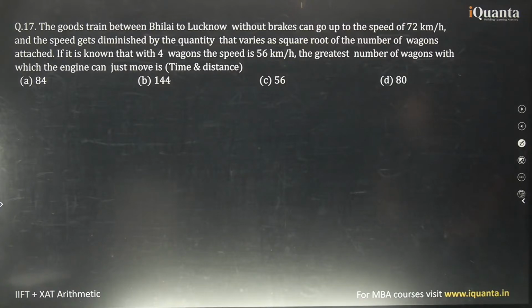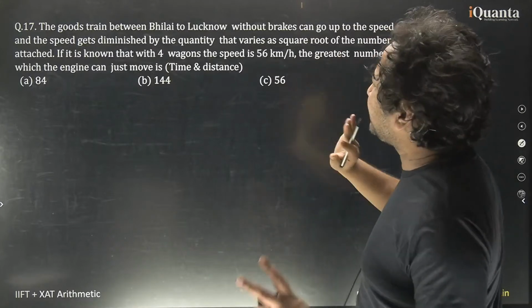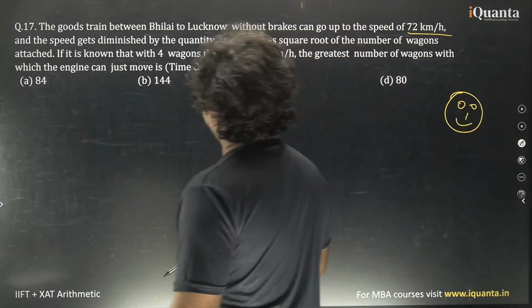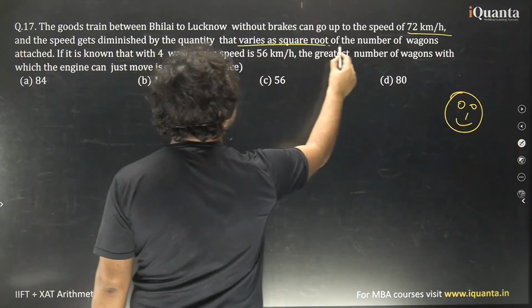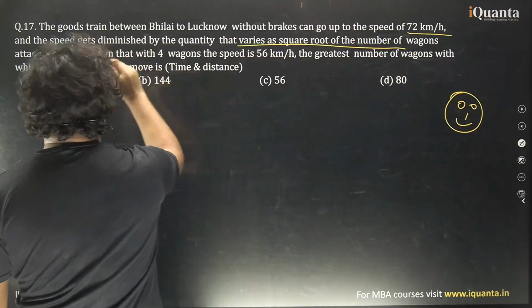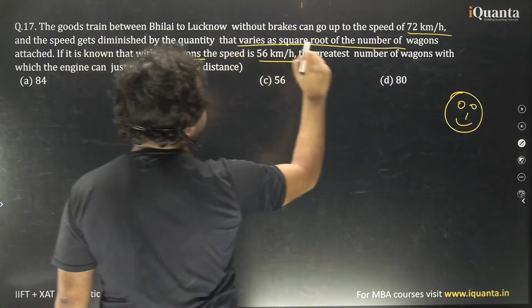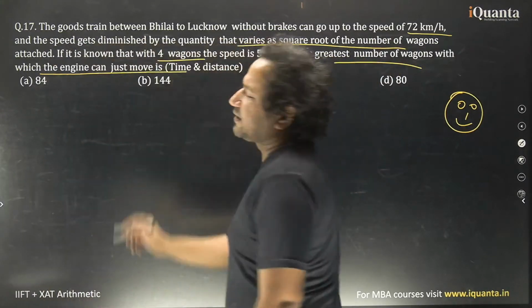The goods train between Bhilai to Lucknow without brakes can go up to the speed of 72 km per hour. Very interesting question. You will just love this question, seriously. And the speed gets diminished by the quantity that varies as square root of the number of wagons attached. If it is known that with 4 wagons the speed is 56 km per hour, the greatest number of wagons with which the engine can just move is what?